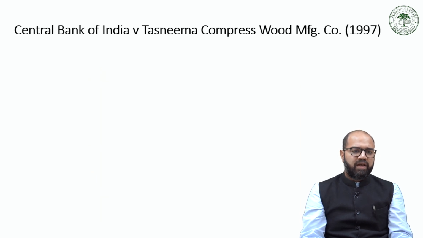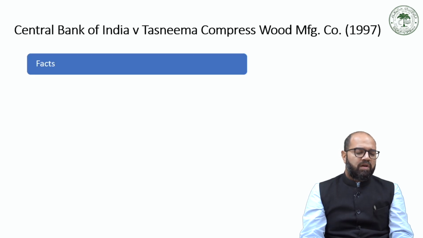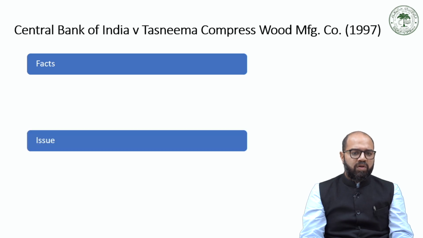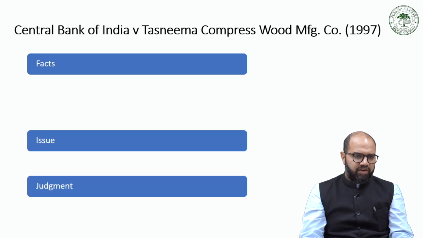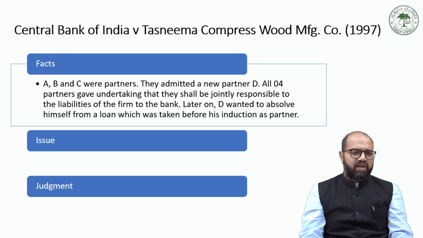Then we have a case on this point related to the default provision and variation of the default provision. The name of the case is Central Bank of India versus Tasnima Compress Wood Manufacturing Company. We will undertake the same exercise. We will first see the facts of the case. Then on the basis of facts, we shall determine what is the issue, and then we shall deal with the judgment. So the facts of this case are that there were 3 persons, A, B and C, who were partners.